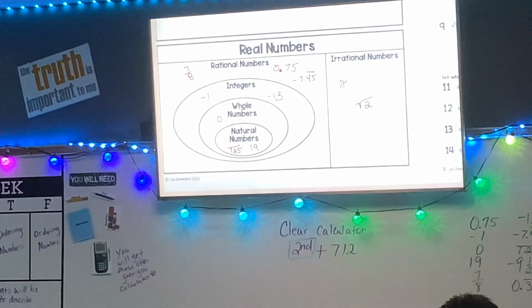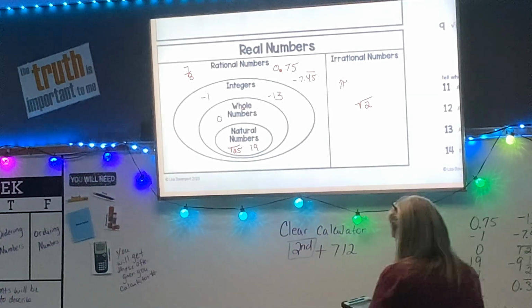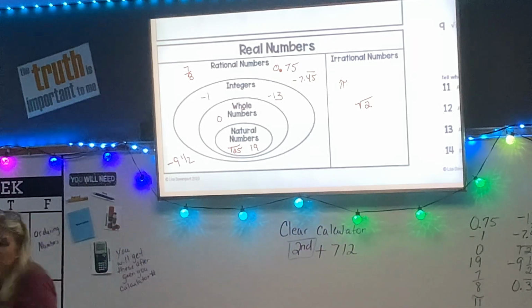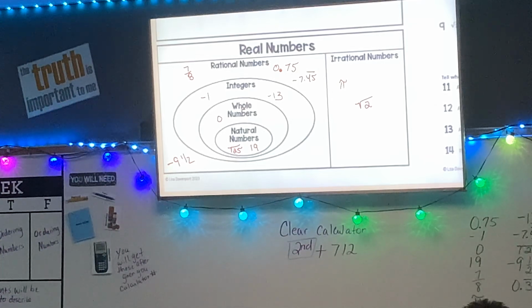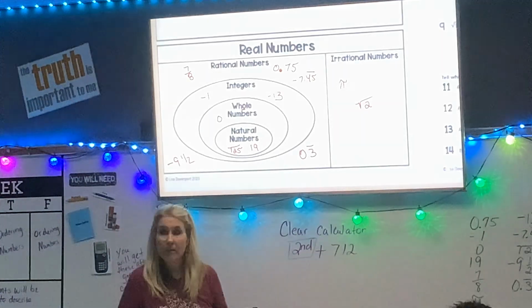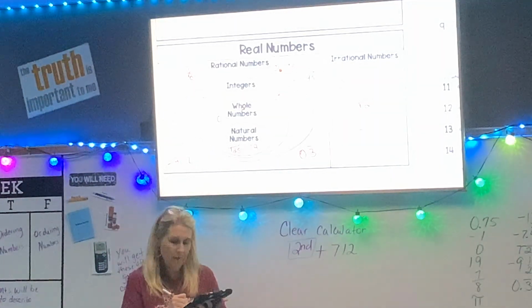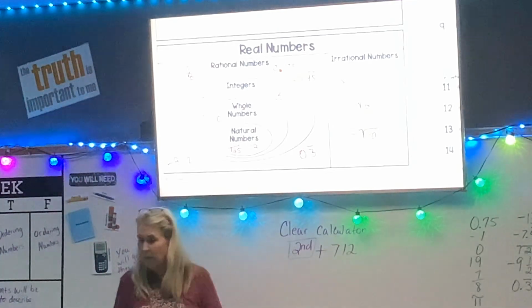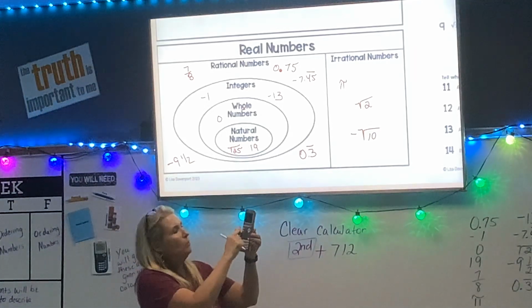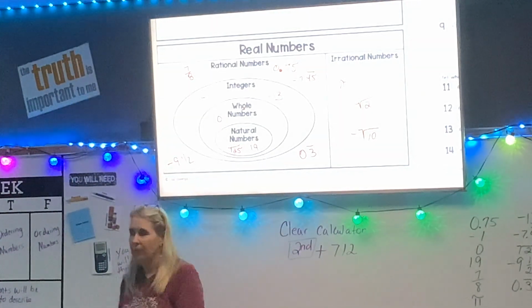Okay, negative 9 1/2. Rational, so negative 9 1/2. You can actually put that anywhere in that rational box. 0.3 repeating. Rational. And negative square root of 10. It's what? Irrational. Good. And so the negative button would be down here. And then you'd hit blue. So you'd hit negative, blue, x squared, 10, enter.